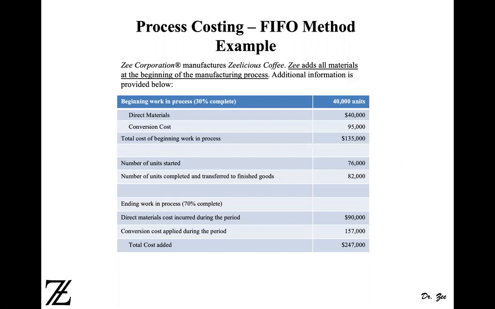Now in the beginning working process, we have 40,000 units that are 30% completed. There is a direct material and conversion cost provided, and the number of units that you started during the current period is provided, and how many units you completed during the period, that's also provided. In the ending working process, the cost of material is provided and conversion cost is provided. However, the number of units in the ending working process, which are 70% complete, are not provided, so you have to calculate that. Now we move on to the problem and solve the process costing problem using the FIFO method.